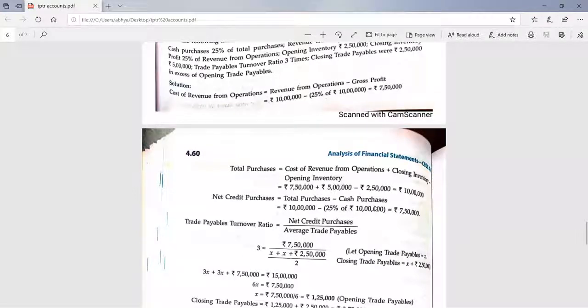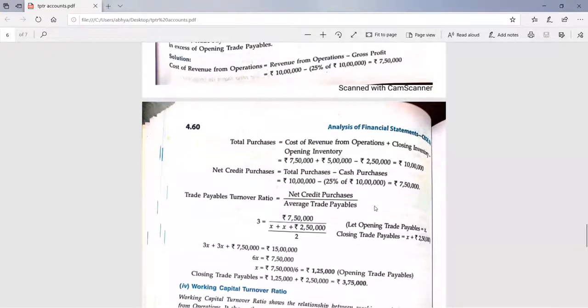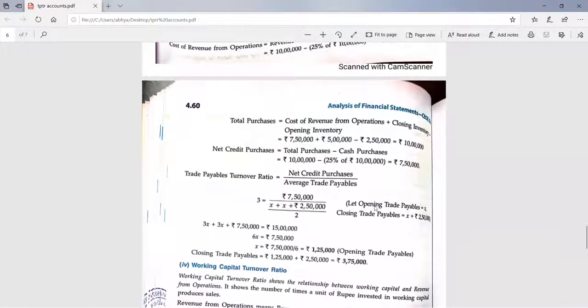Now write the formula for credit purchases. Credit purchases are equal to total purchases minus cash purchases. So the answer is equal to 7,50,000. Now the last step, finding out the average trade payables. So now put the values.